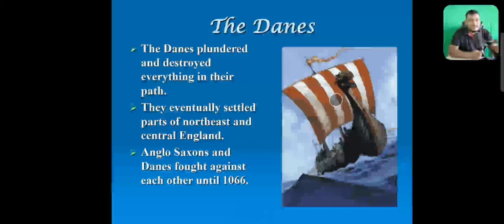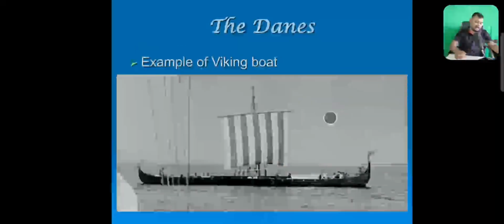The Danes were very powerful invaders at that time, and there was a long period of war between the Anglo-Saxons and Danes in England. You have seen this boat. These boats are an example of Viking boats of the Danes. Now, King Alfred of Wessex.